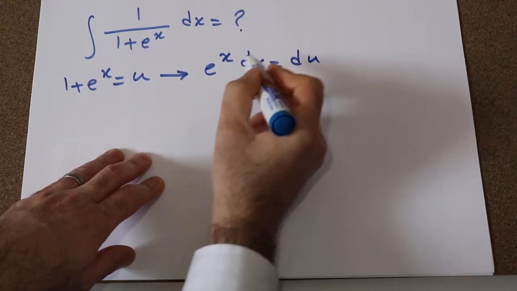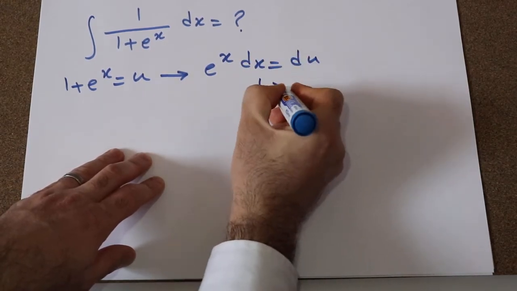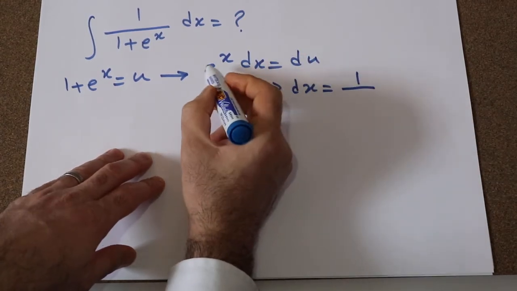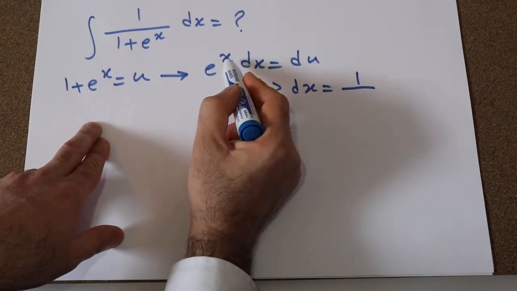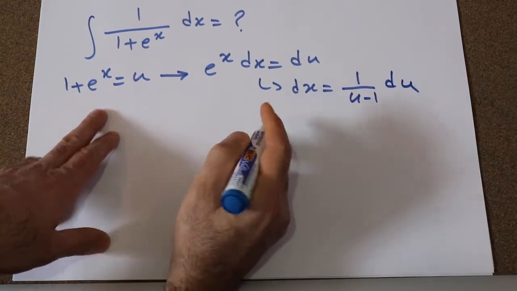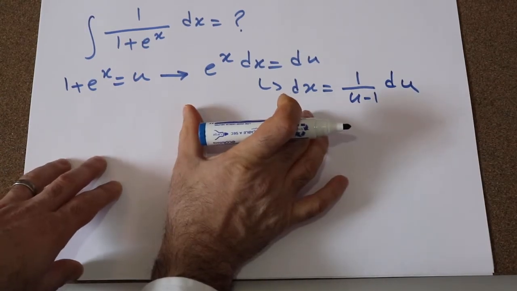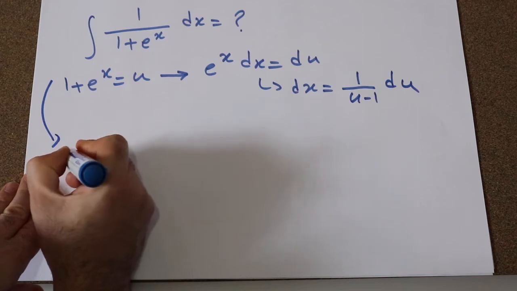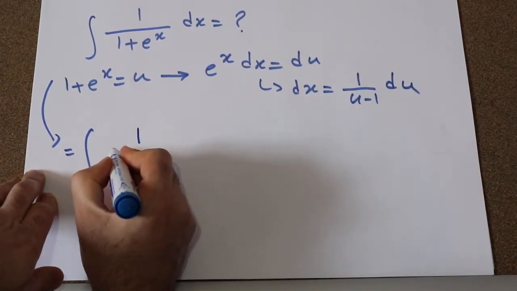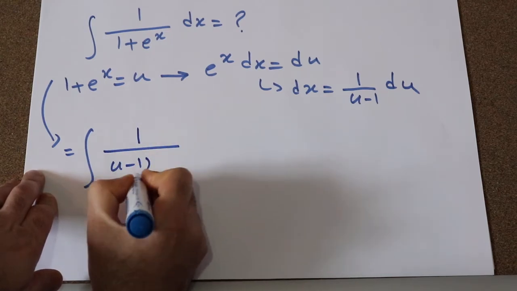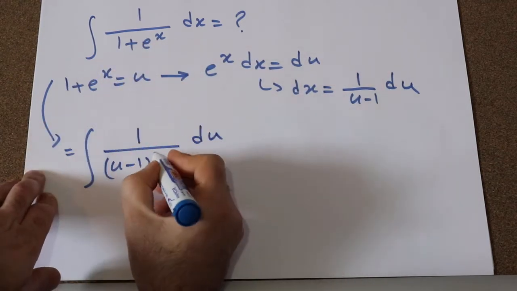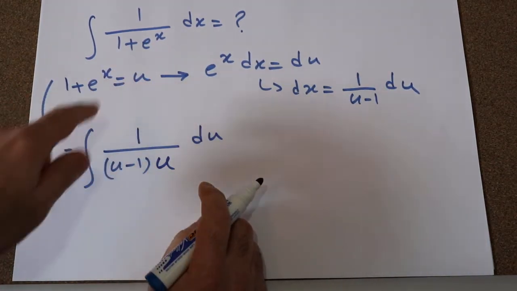From this equation you can conclude that dx is equal to 1 divided by e^x times du, and instead of e^x I simply write u minus 1 du. Now you need to substitute these expressions into this integral. Instead of dx I simply write 1 divided by u minus 1 du, and instead of 1 plus e^x I simply write u, since 1 plus e^x is equal to u.